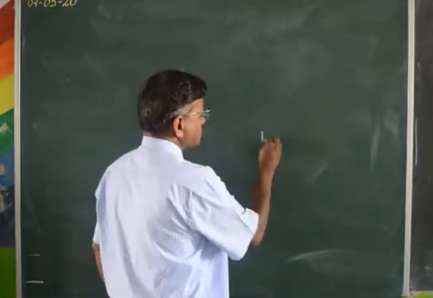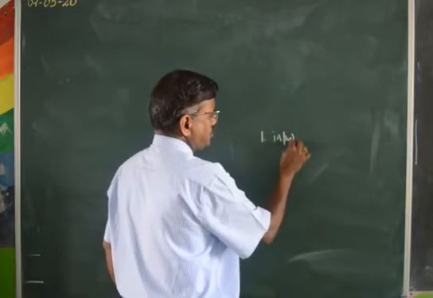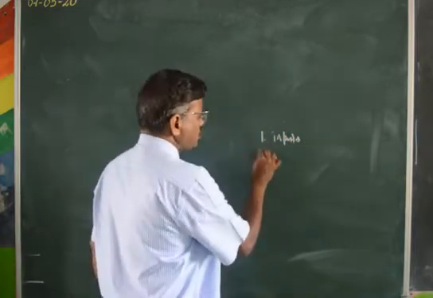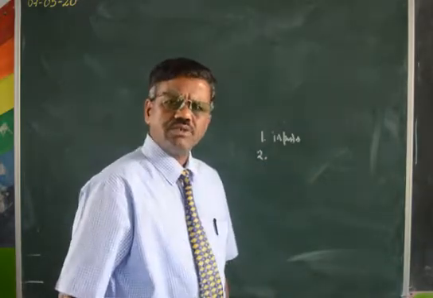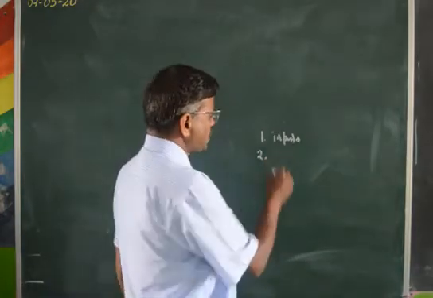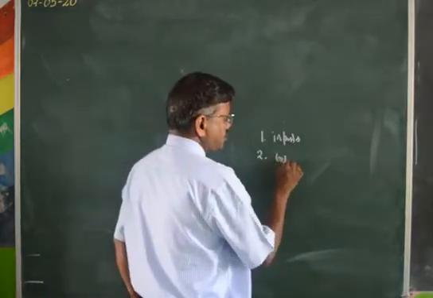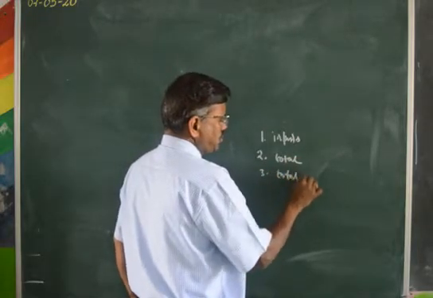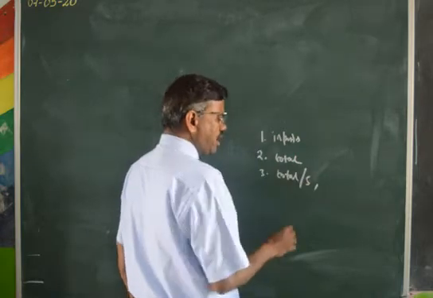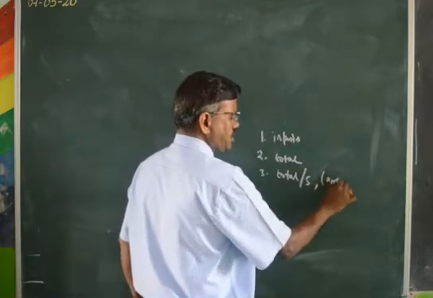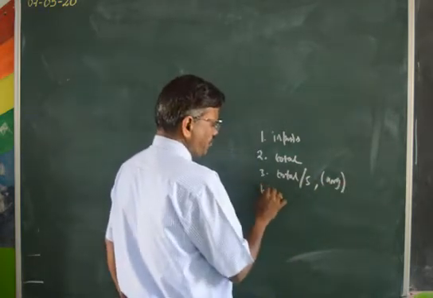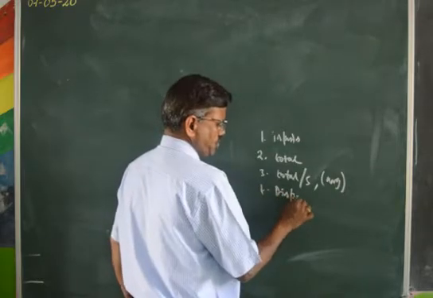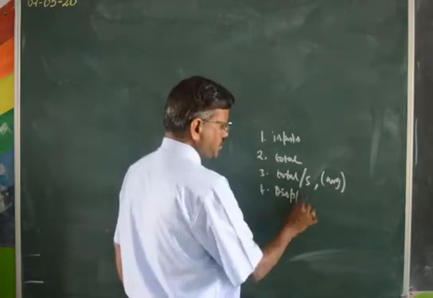What is the first step? Input of 5 subjects. What is the second step of your algorithm? After input, find the total. Then total divided by 5, which is an average. And display the average. Right?